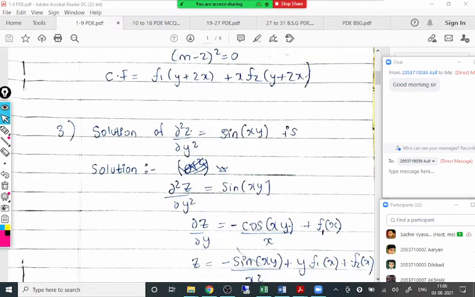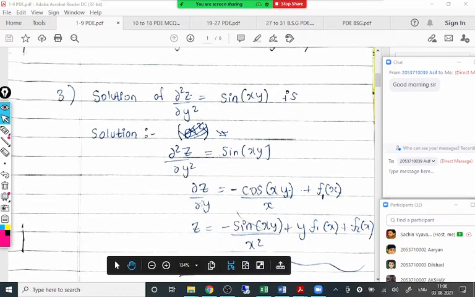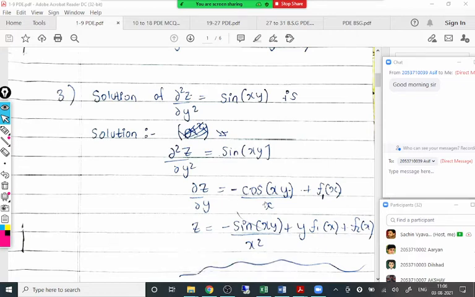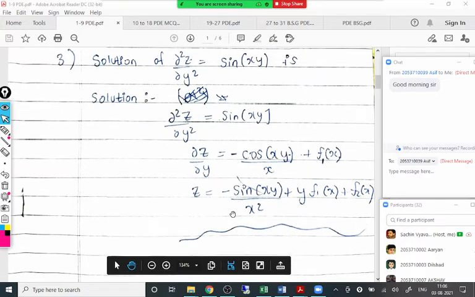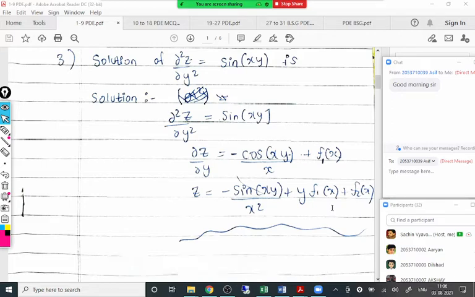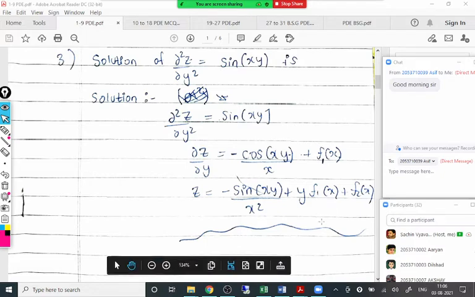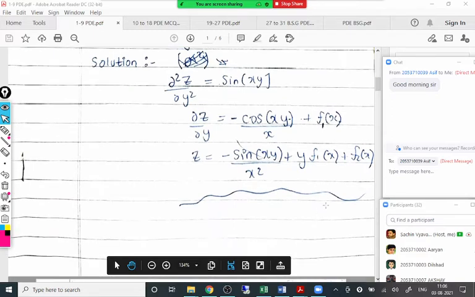Integrating this differential equation with respect to y, ∂²z/∂y² leaves only ∂z/∂y, and the integration of sin is -cos(xy)/x. That's correct, because we have treated x like a constant, and the constant of integration is taken as f1(x). Again integrating with respect to y, the integration is here, and it's written correctly. So the answer is correct again. If anyone has a doubt, you can ask. That is the third question, on direct integration.